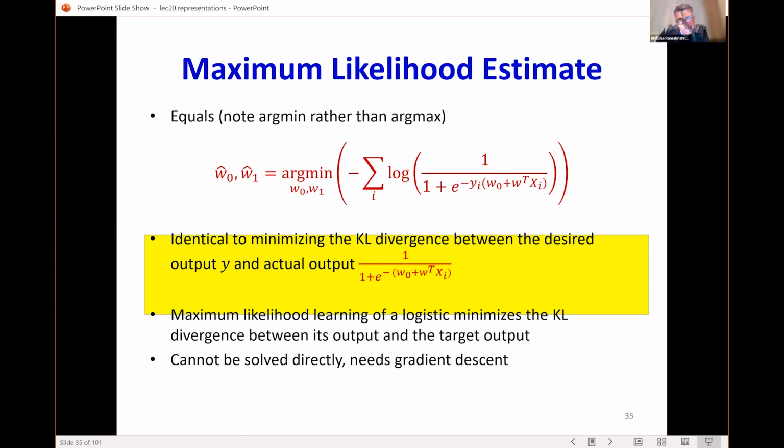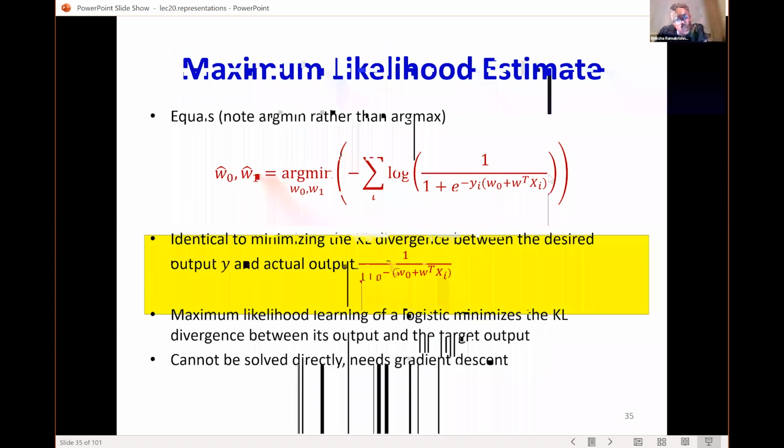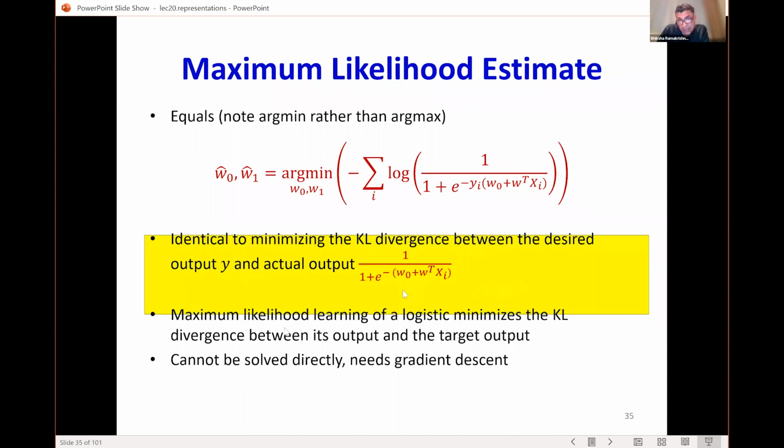And so what we find is that when we try to train this model to minimize the KL divergence between the target output and the output of the network, this is exactly the same as maximizing the log likelihood of your training data. And so in fact, training the model to minimize the KL divergence is the same as maximum likelihood learning of a logistic function. So when we train our network to minimize the KL divergence between the output and the target output, you are in fact performing maximum likelihood learning of a parametric model for the distribution of the data. Is this making sense?